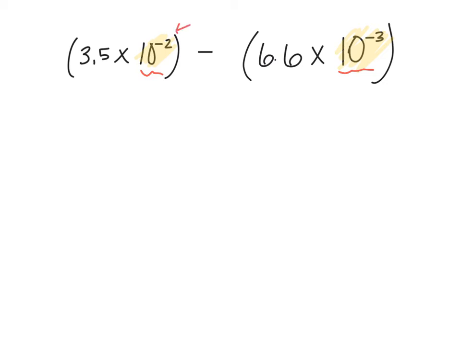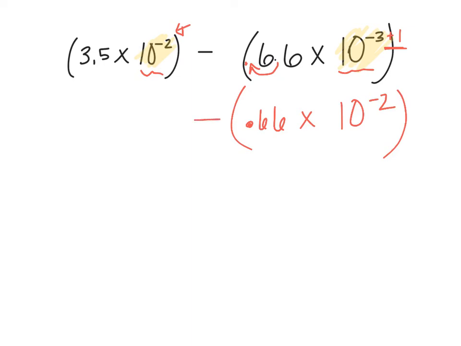Remember, smaller exponents are actually bigger. So I want to change this one so it's a negative 2. If I add 1 here, that would give me 10 to the negative 2. Now if I add 1 here, I need to make this divide by 10. I need to make it smaller. So I end up with 0.66 times 10 to the negative 2.